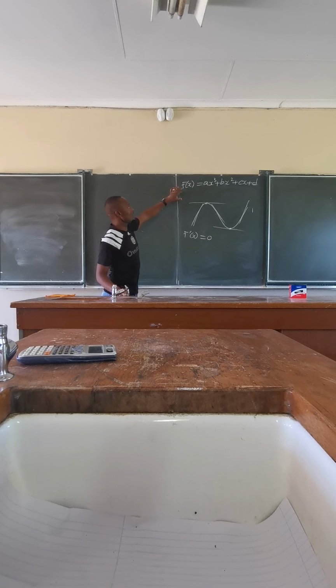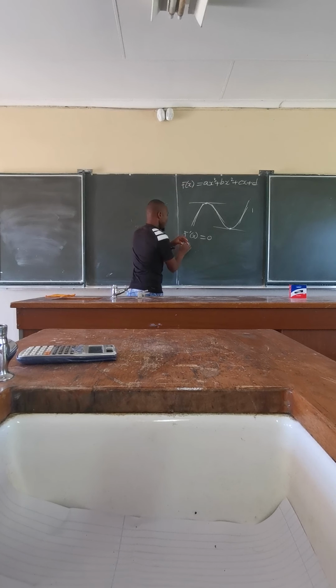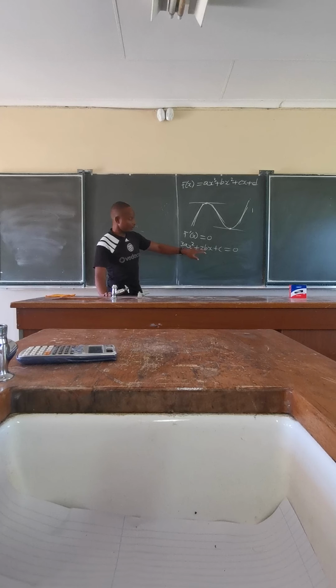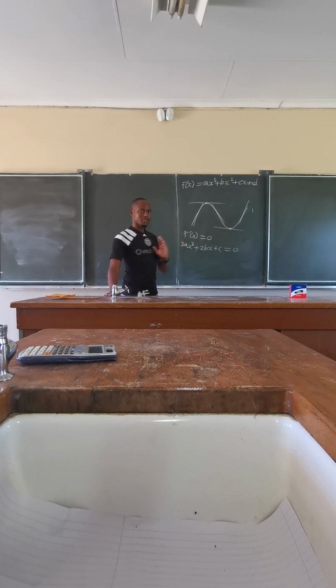Now, what is the derivative of this? It will be 3ax squared plus 2bx plus c, and that derivative is equal to 0. The x coordinate of the turning point will be given by this equation. You can see that this equation is quadratic, so you can factorize it and get the x coordinates of the turning point. The y coordinate of the turning point is easy: you take the x coordinate and substitute into the original equation, and that's your y coordinate.